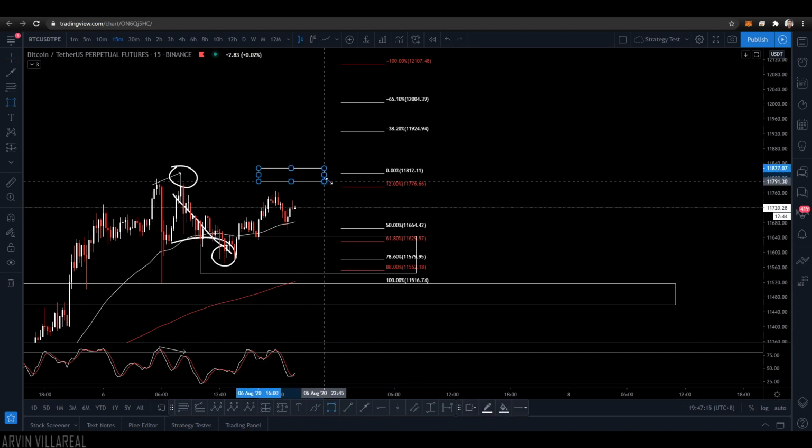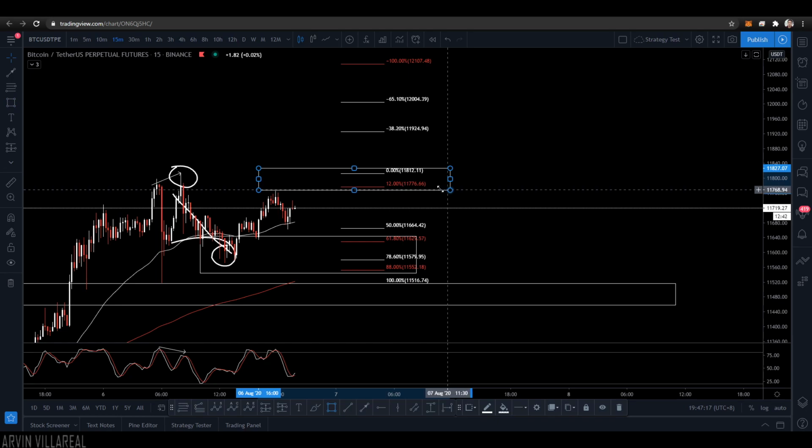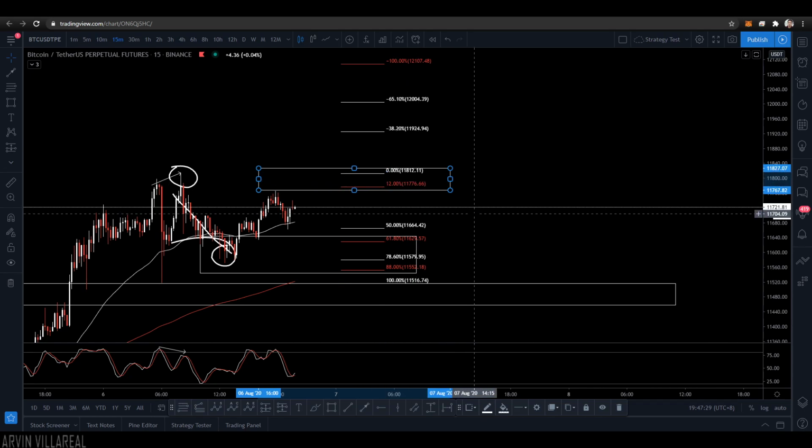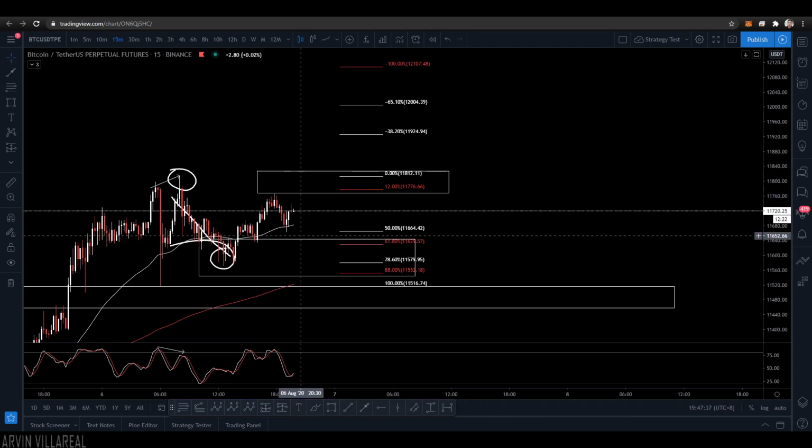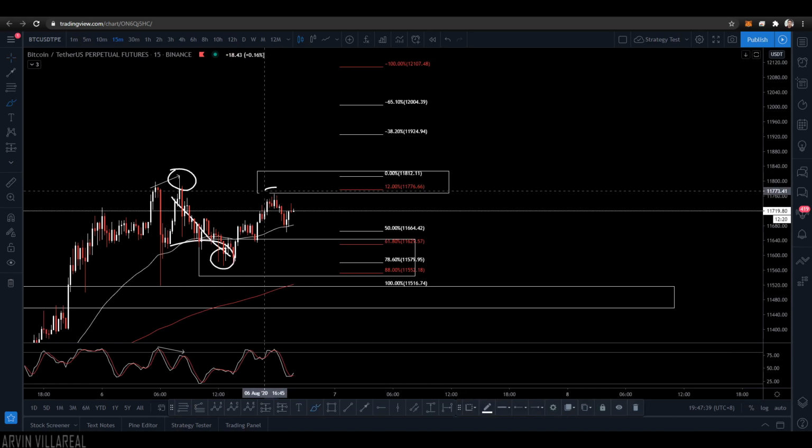It reached the 0.5 extension, which is the 0.12 fibs on the retrace, okay? This 0.12 extension to fib retrace corresponds to the 0.5. 0.12 is equal to 0.5 extension, okay? So it retested, and it got rejected at that resistance. Okay, it got rejected here. Now it's doing a retest.